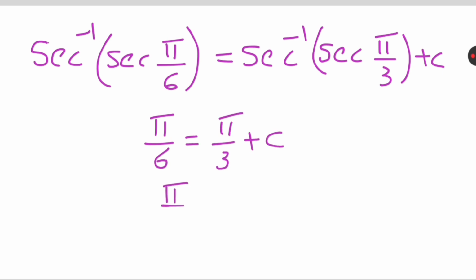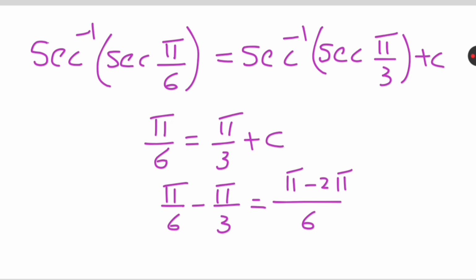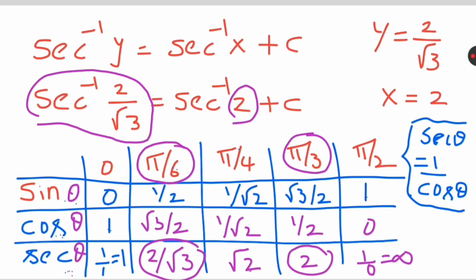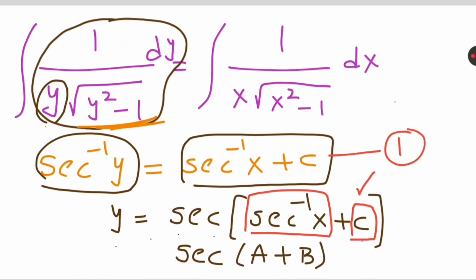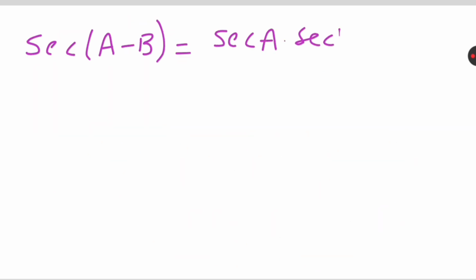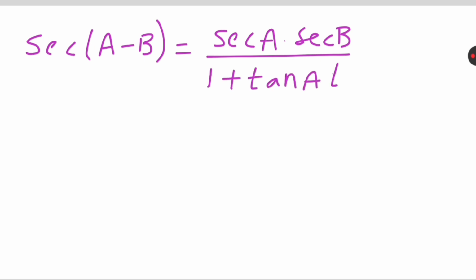From here we can find the c value. So after taking the LCM 6, we will get pi minus 2 pi, which gives the numerator as minus pi. So the constant term is minus pi over 6. So let's substitute back. Here the c value is minus pi over 6. Let's substitute here. So that means our y is in terms of secant of a minus b form. So we need to recall the secant of a minus b formula. Secant of a times secant of b over 1 plus tan a tan b. This is the formula for that.